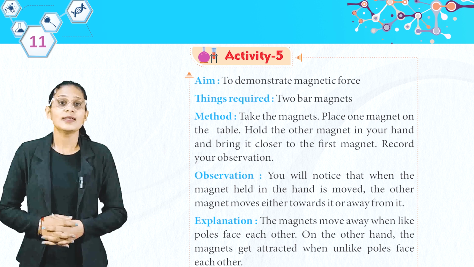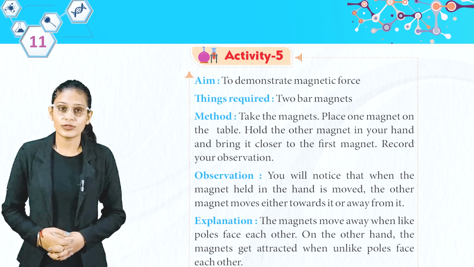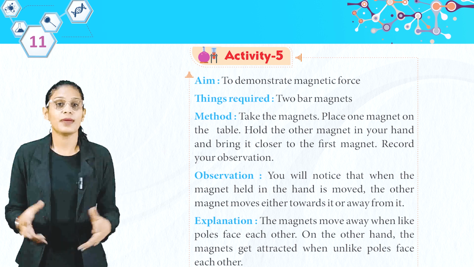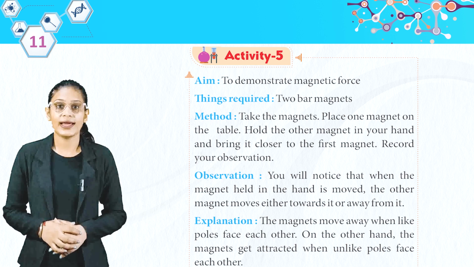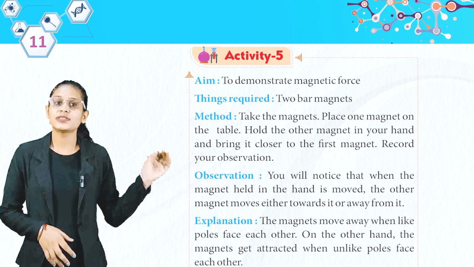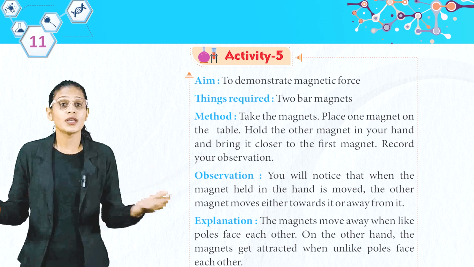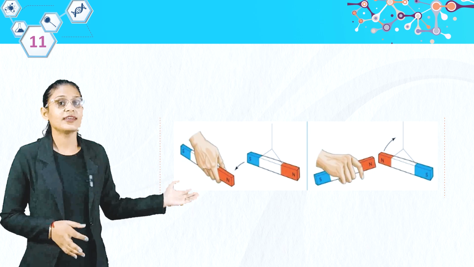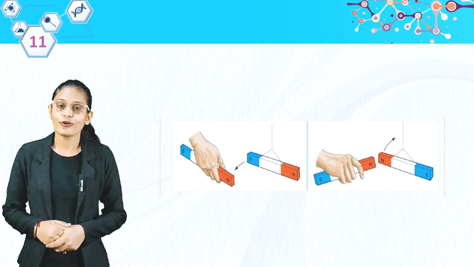Explanation: the magnets move away when like poles face each other. On the other hand, the magnets get attracted when unlike poles face each other. So students, as you know, like poles repel each other and unlike poles attract each other. So these are examples of magnetic forces.